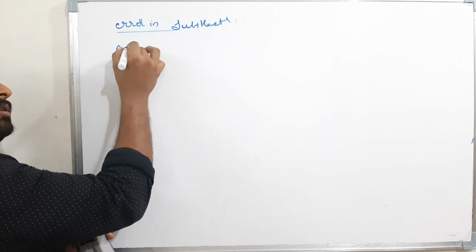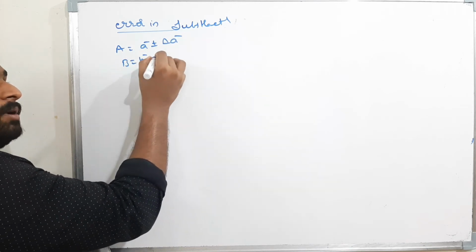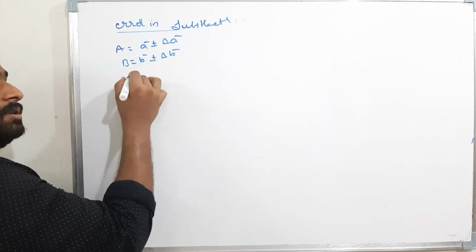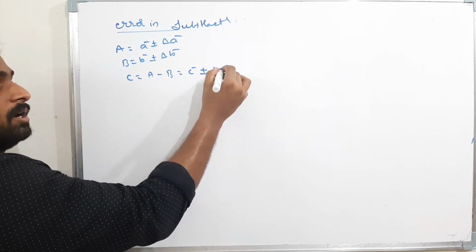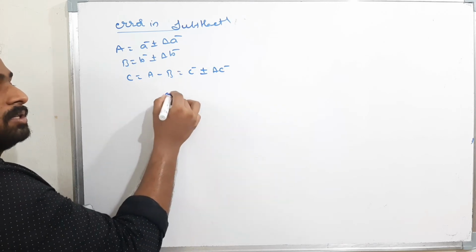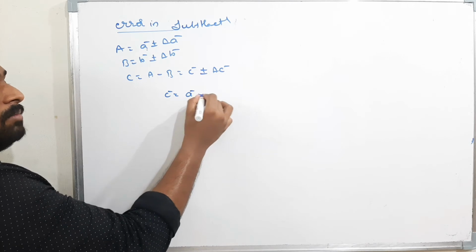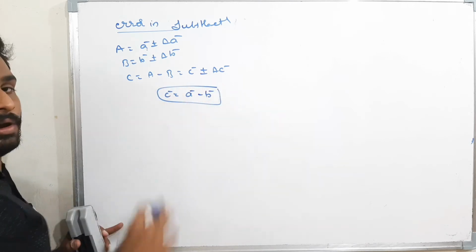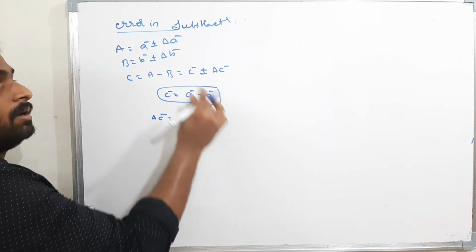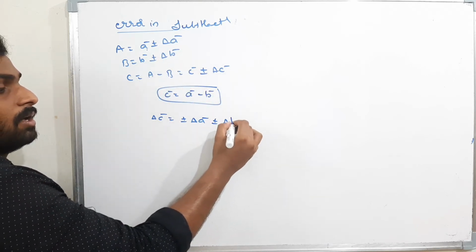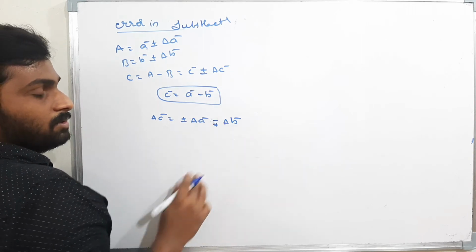Now the same: A is equal to A bar plus or minus delta A bar, B is equal to B bar plus or minus delta B bar, where C is equal to A minus B. They told to find the form of C bar plus or minus delta C bar. Now how to find C bar? For C bar I will use the same operation as here. Therefore C bar is nothing but A bar minus B bar. Well and good. Now how to find delta C bar? Delta C bar is nothing but plus or minus delta A bar plus or minus delta B bar. Actually it is not plus or minus, it is minus or plus.